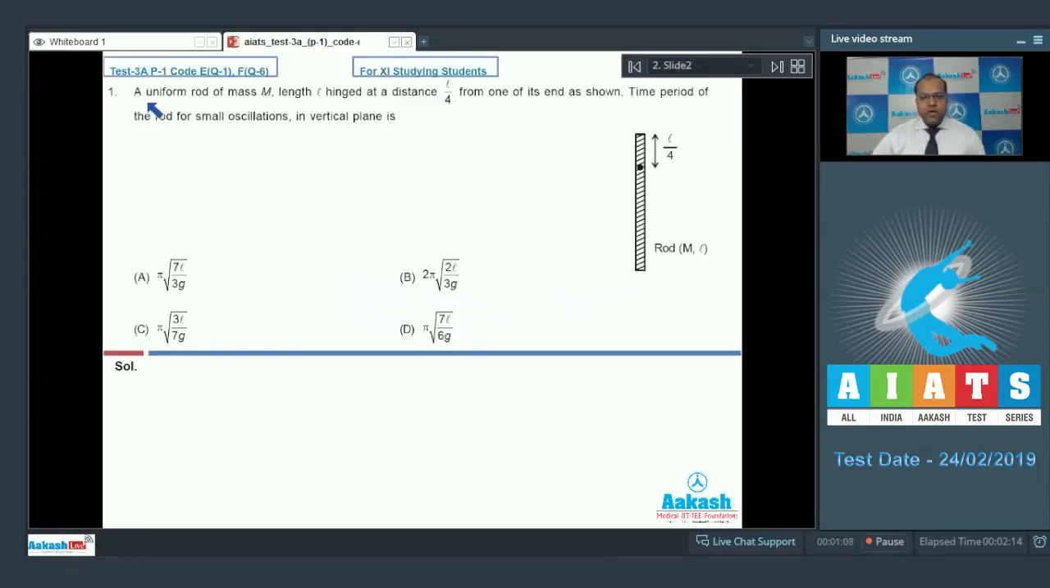Let's move to question number 1. A uniform rod of mass m, length L, is hinged at a distance L by 4 from one of its ends as shown. The time period of the rod for small oscillation in a vertical plane is.